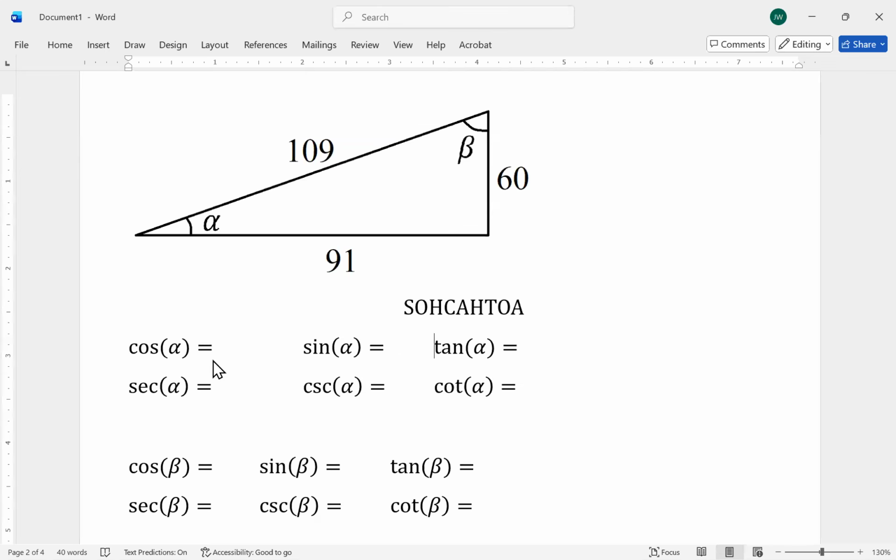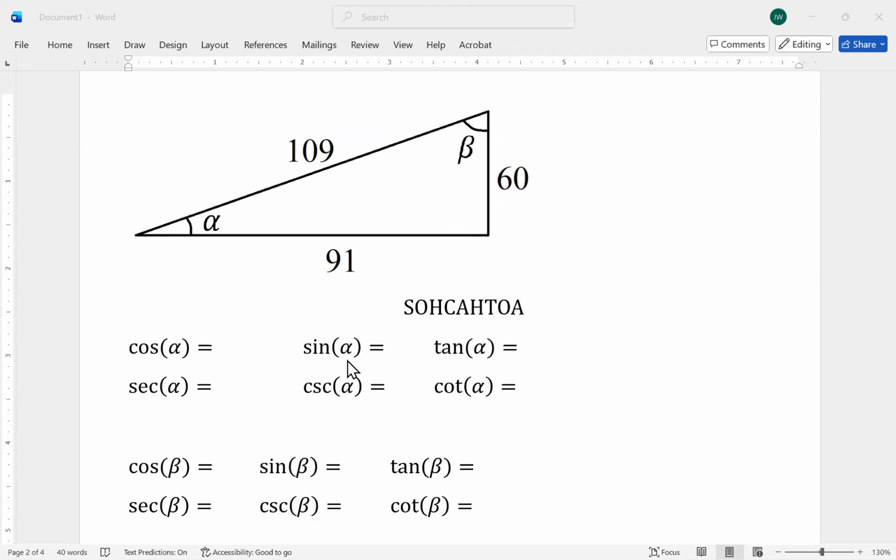All right, so let's go ahead and do that. Let's start with alpha here in the lower left-hand corner. Well, the side opposite of alpha is length 60. The side adjacent to alpha is length 91. And then the hypotenuse is 109.